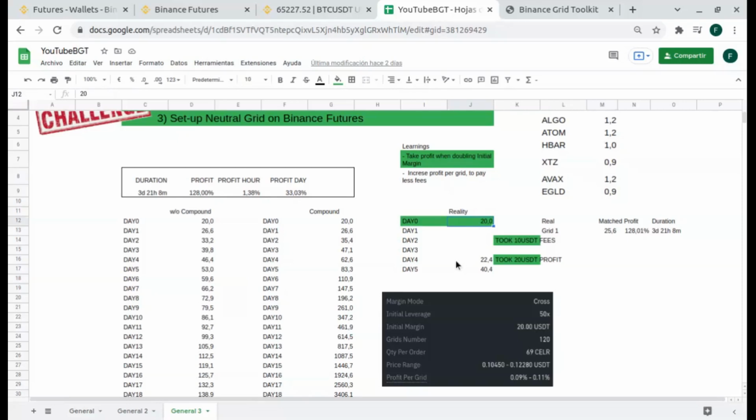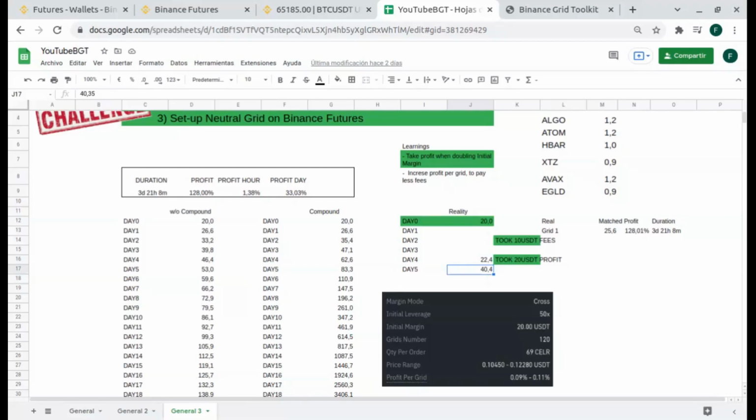Then on day number 2 of the profit of the grid, we took 10 USDT and bought BNB to use as the coin for paying fees. And then we recorded that on day number 4 we took 20 USDT as profit of the grid, and on day number 5 our margin was 40.4 USDT.